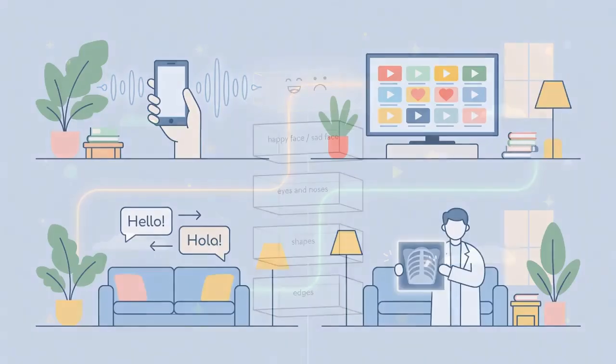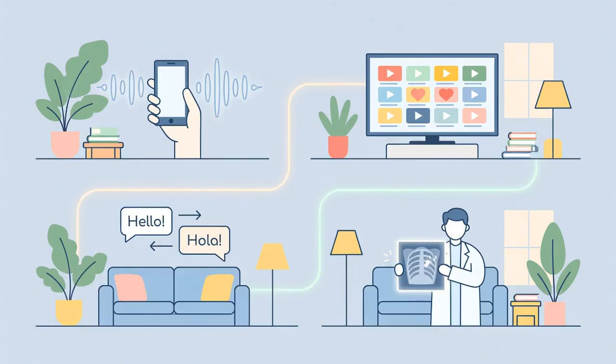Neural networks power things you use every day. They help your phone understand your voice. They suggest videos you might enjoy. They translate languages in real time. And they even help doctors spot signs of disease in medical images.